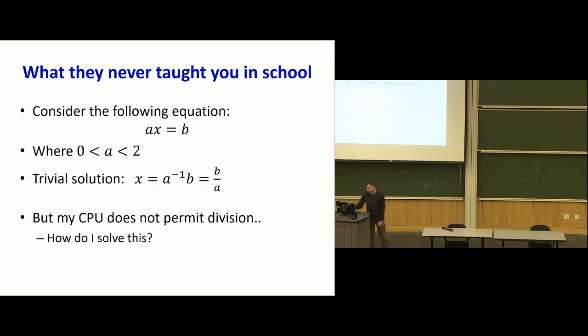I'm going to ask you to solve this problem, AX equals B. I give you A, I give you B. I'm giving you some extra information. I'm telling you that A lies between 0 and 2, just to make things simpler, right? You don't want very large A's. How would you solve for it, AX equals B?